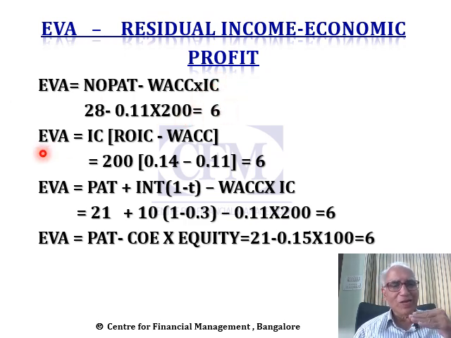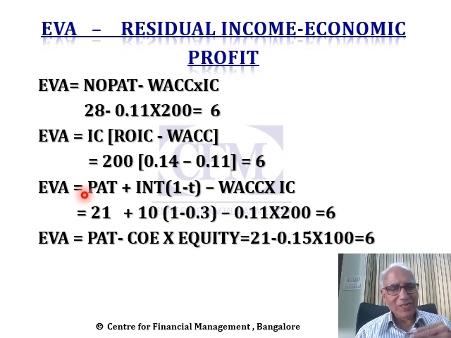A second way of calculating EVA is shown here. EVA is equal to invested capital multiplied by the spread between return on invested capital and weighted average cost of capital. In our example, return on invested capital is 14%, weighted average cost of capital is 11%, and invested capital is 200 million. So EVA works out to 6 million.